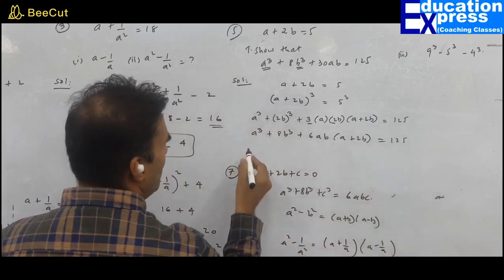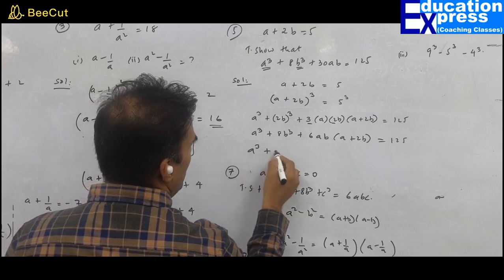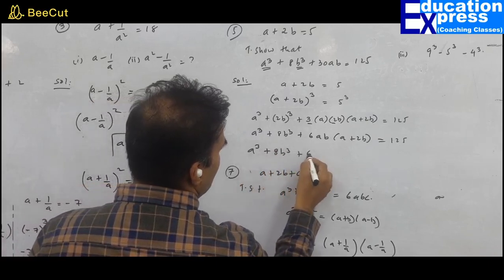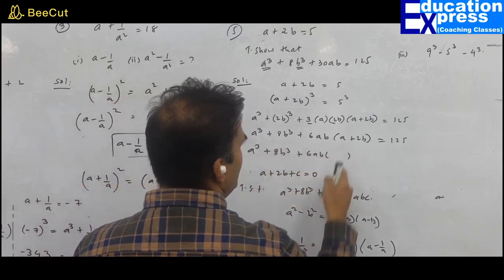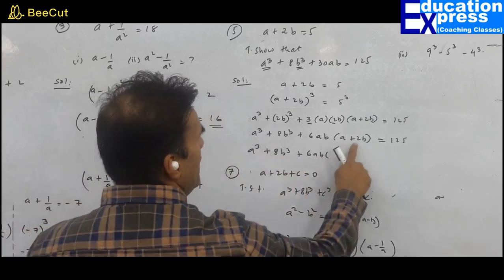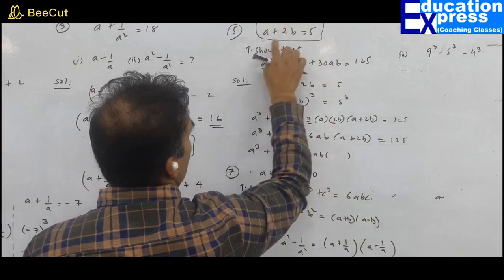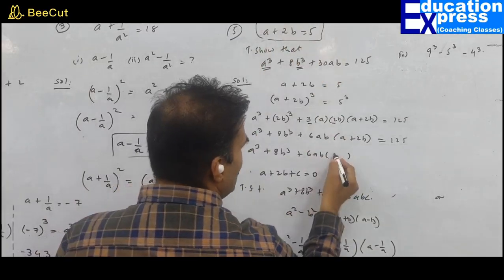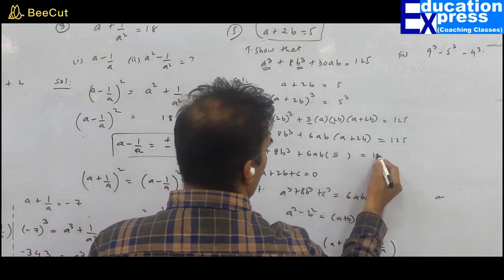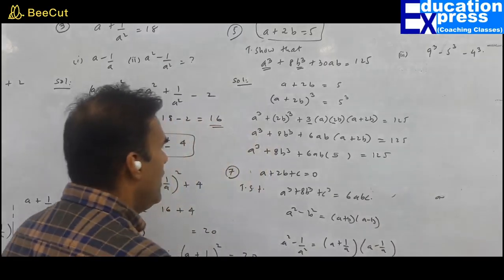Everything seems to be going very smooth. A cube, 8b cube, 6ab. My dear friends, have a look over here. A plus 2b. We already have the value of a plus 2b. It's given to us. A plus 2b equals 5. Please substitute the value as 5 equals 125.